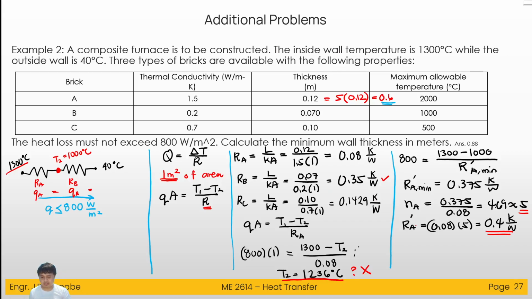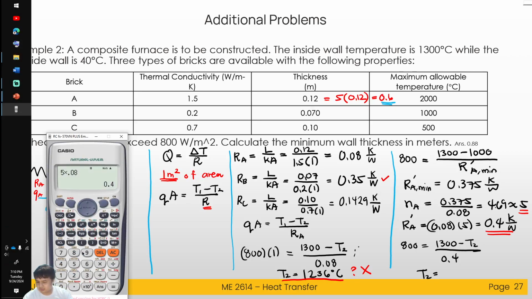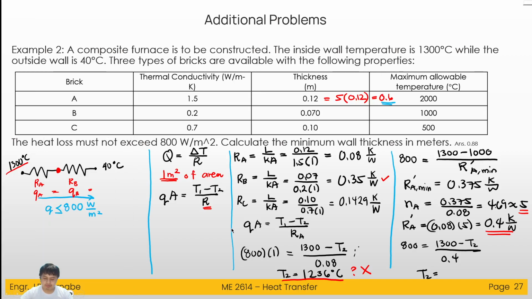I mean, you can check pala, no? Actually, we can check first, no? So to find the temperature again, using this formula, so you have 800, so I won't write the 1 anymore. So 13 minus T2 over 0.4. So you will get a T2, this will be 13 minus 800 times 0.4. So you have 980 degrees. So if this is 980 degrees, then we are good to go, no? We are good to go. It will only have this value.